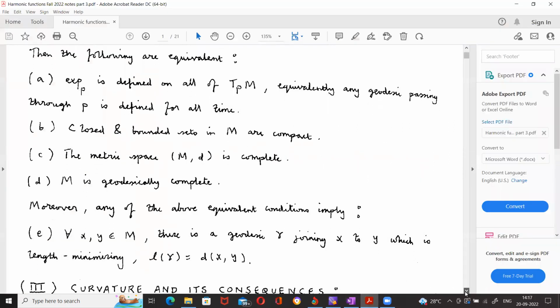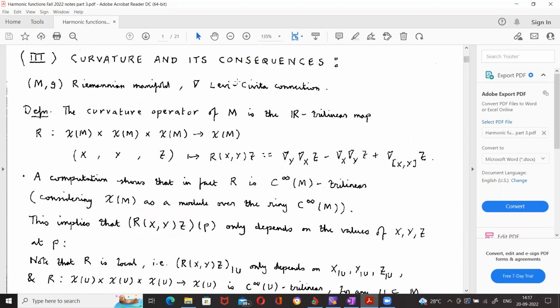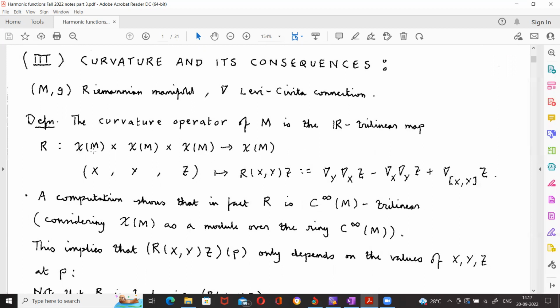Let me come to a rather abstract definition, but we'll make more sense of it as we go along. So we're going to talk about the curvature of a Riemannian manifold. Let nabla be the Levi-Civita connection. First of all, we define the curvature operator of M as an R-trilinear map from vector fields cross vector fields cross vector fields to vector fields. I take 3 vector fields X, Y, Z, and form a 4th vector field R of X, Y, Z, defined to be nabla Y of nabla X of Z minus nabla X of nabla Y of Z plus nabla bracket XY of Z.